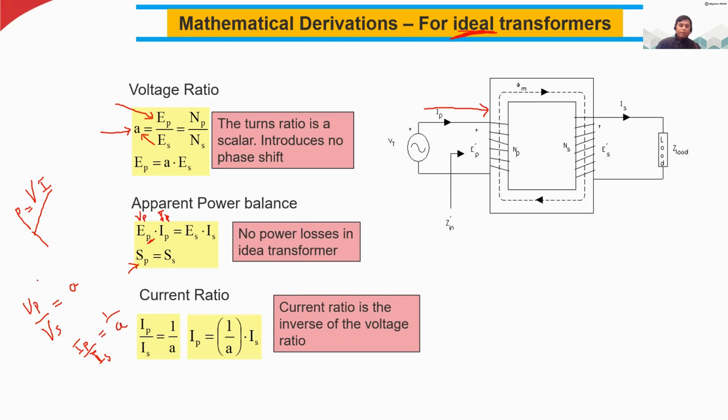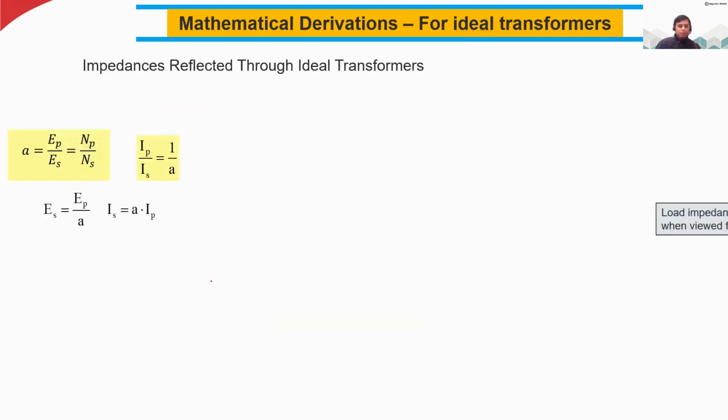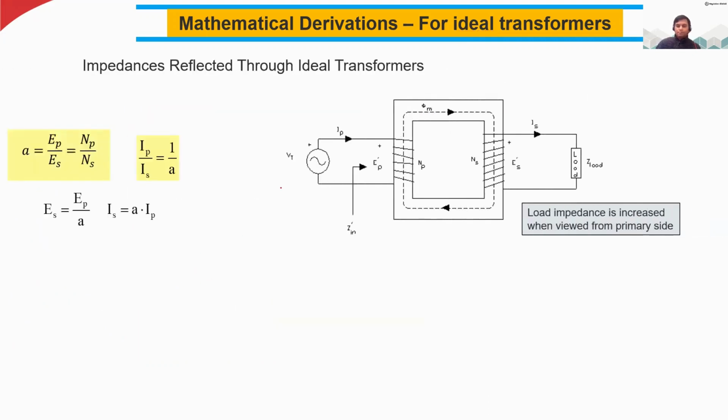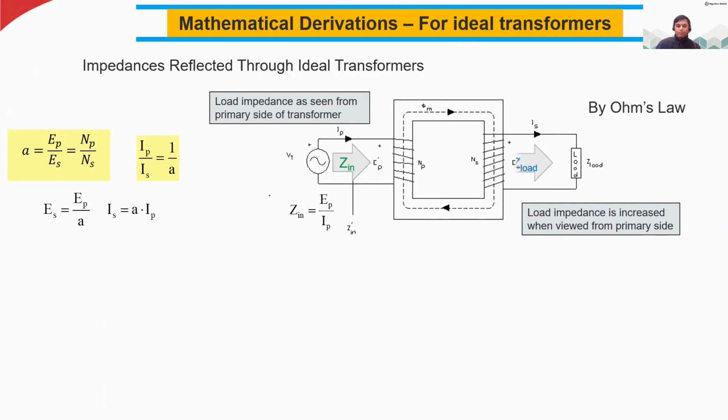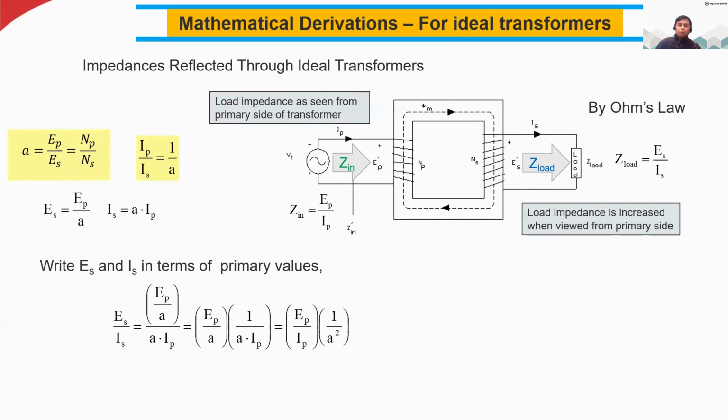So whenever we talk in terms of voltages, it's just equal to the turns ratio. Whenever we talk in terms of current, it's 1 divided by A. So current ratio is the inverse of the voltage ratio. Now we will see one more thing, how to calculate the impedance on both sides.